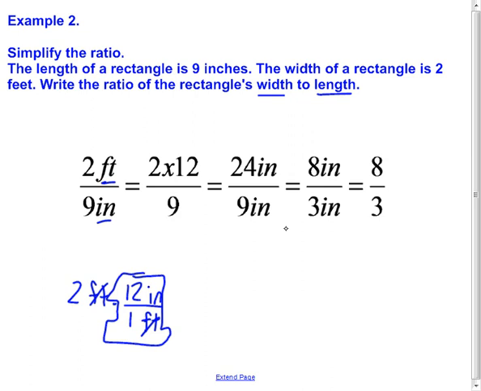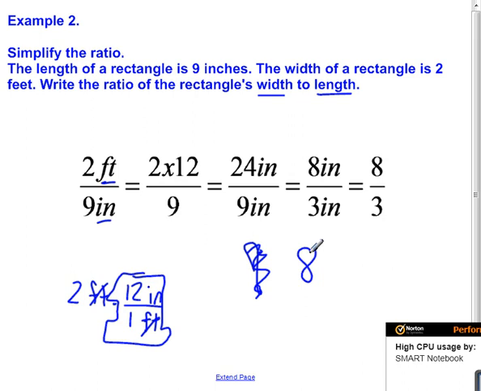And again, the other equivalent forms would be to write 8 to 3, or we could write 8 over 3. Well, that should be a 3. Okay, so either way, similar ideas here.